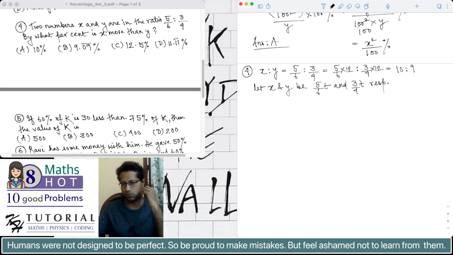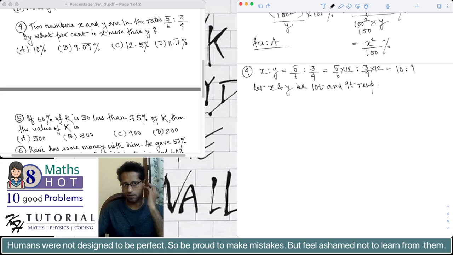So the ratio 5 by 6 is to 3 by 4 is equal to 10 is to 9. You can do this conversion if you feel more comfortable with integers rather than fractions or rational numbers. So let's use the equivalent ratio 10 is to 9. Let x and y be 10t and 9t respectively.